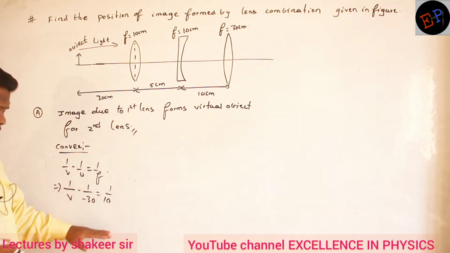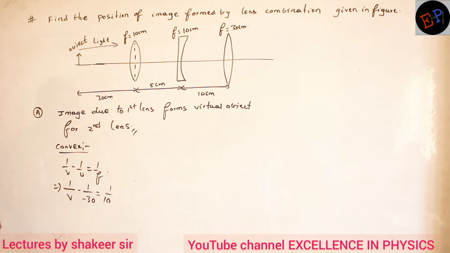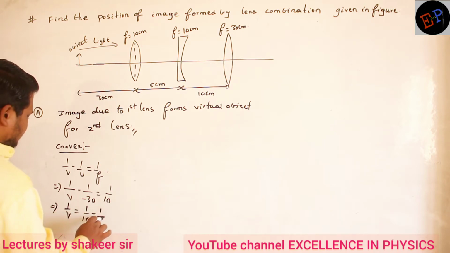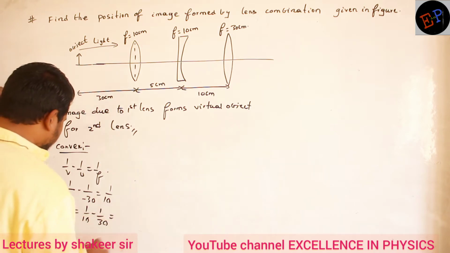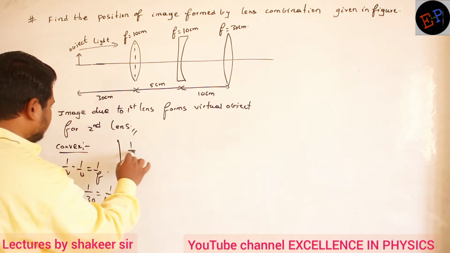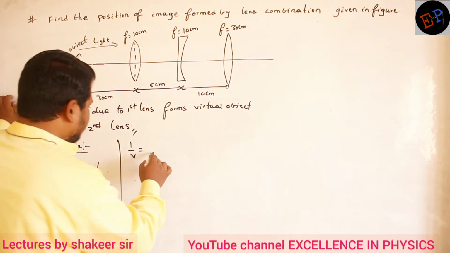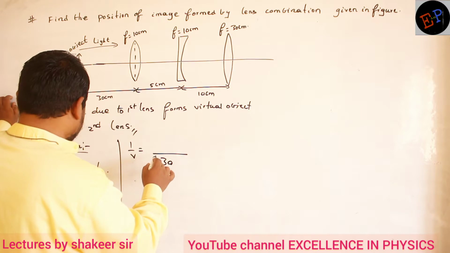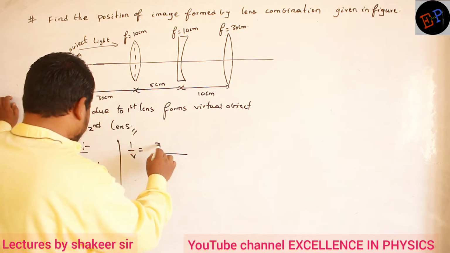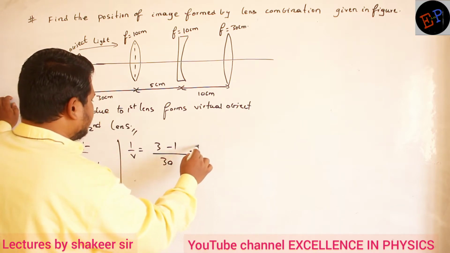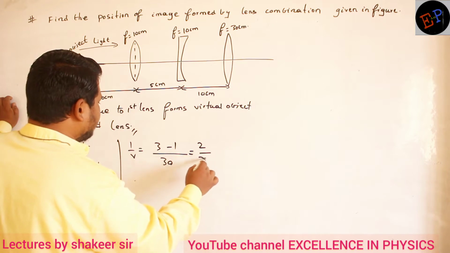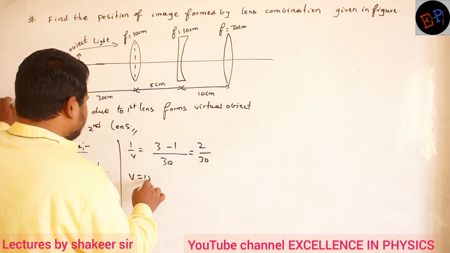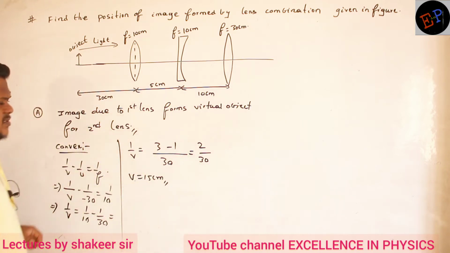Are you able to see this? Do this calculation. So 1/v is equal to 1/10 minus 1/30. Clear? LCM I can take 30. So therefore 3 minus 1, so it is 2 divided by 30. Therefore v is equal to 15 centimeters. This is the answer which I got.